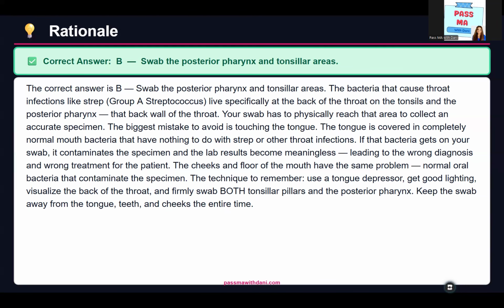Make sure that you have good lighting. Visualize the back of the throat, and you want to firmly swab both tonsillar pillars and the posterior pharynx. Remember, guys, to keep that swab away from the tongue, from the teeth, and from the cheeks.